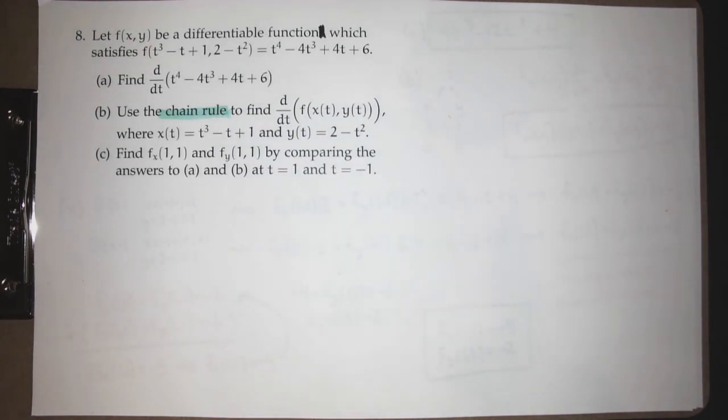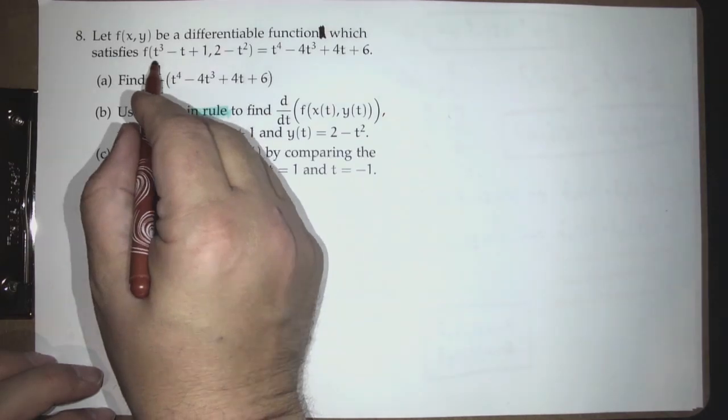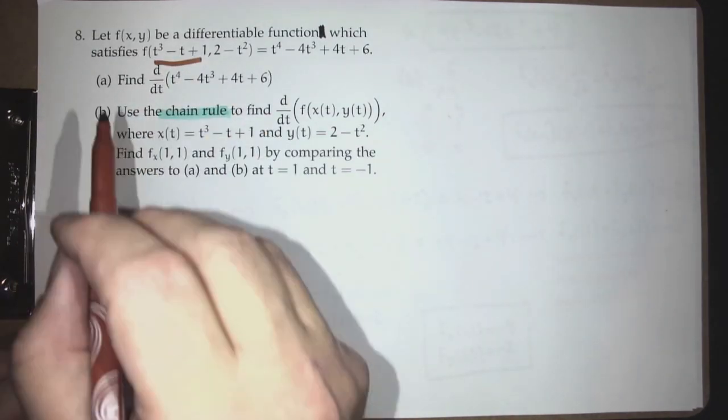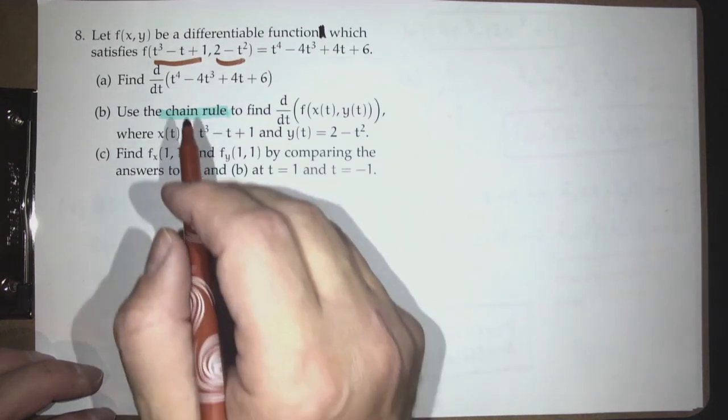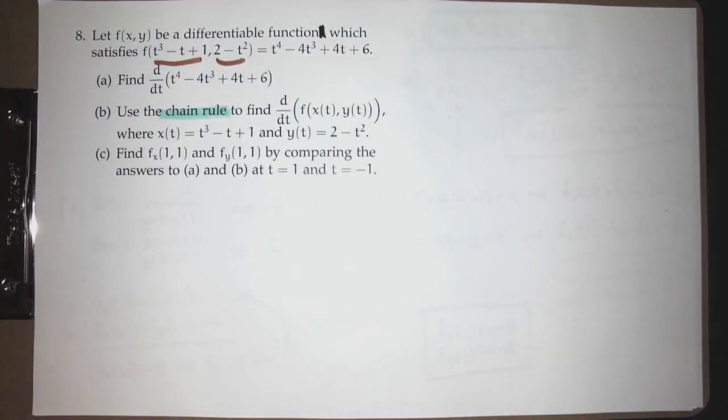Okay, good. Composite function is another way of saying functions inside of functions. So you might notice t cubed minus t plus 1 is a function we're plugging into a function. 2 minus t squared is a function we're plugging into the function. So we're plugging functions into functions: chain rule. Even if it hadn't explicitly said chain rule, we would know chain rule is in play here.